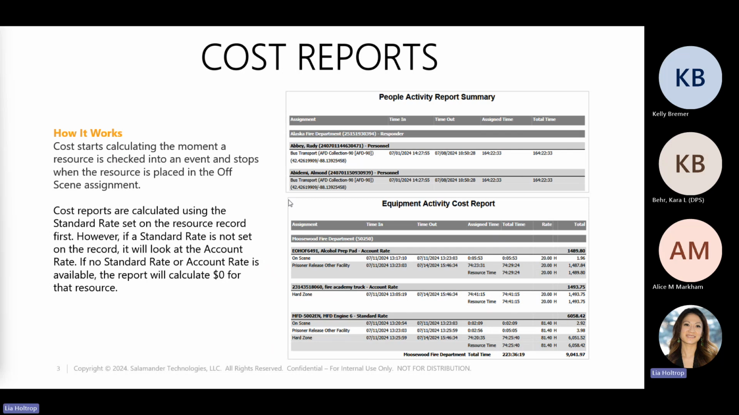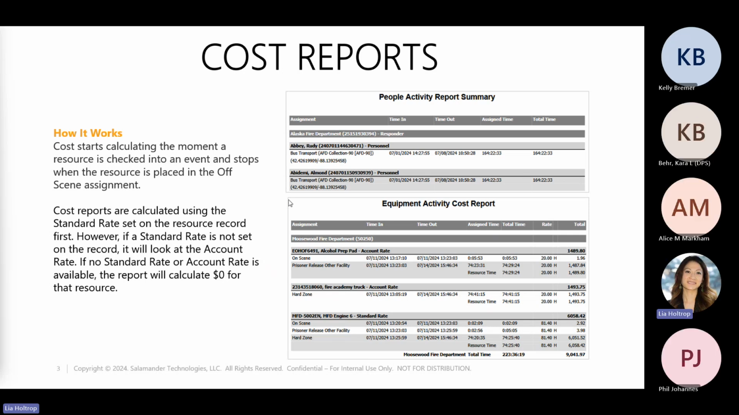If there is not one on the record, it's going to look at the account rate. Okay, so the account rate is going to be set up by the administrator. If no standard rate or account rate is available, then it's going to show $0 for that resource. That's what you're going to see in here: the rate is going to be $0, and then the total is going to be $0. Okay, so we'll take a look at that.